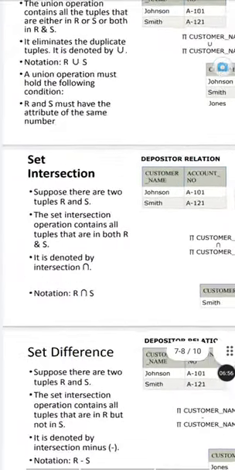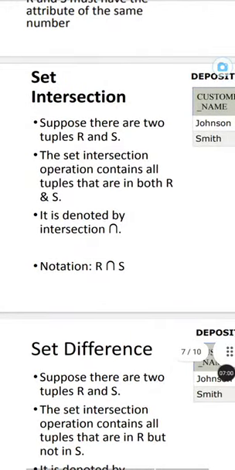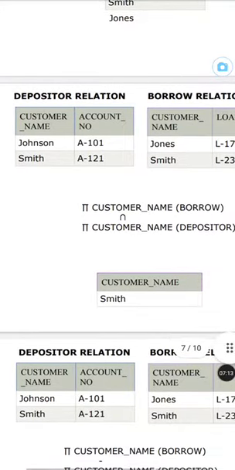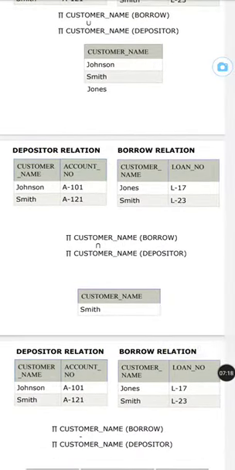Now let's see the concept of intersection. The intersection operation contains all tuples that are in both R and S. It is denoted by the intersection symbol. Suppose there are two relations R and S, that is, the depositor relation, the same table we are considering here for an example, as well as the borrow relation.